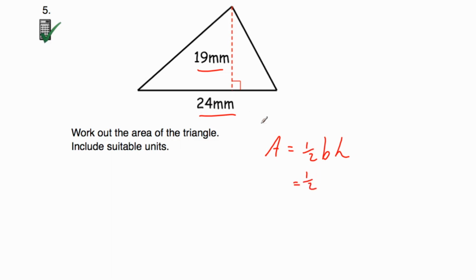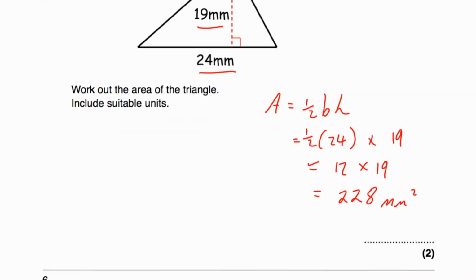So we could half the base, so half of 24, and then we can times by 19. If we do half of 24, that's equal to 12, and then we're going to multiply that by 19, and that will give us the area of this triangle. So 12 times 19 is equal to 228. Now in terms of our units, we've got millimeters and millimeters, so our area is involving millimeters. It's going to be millimeters squared, or square millimeters. So the area of this triangle is 228 millimeters squared.